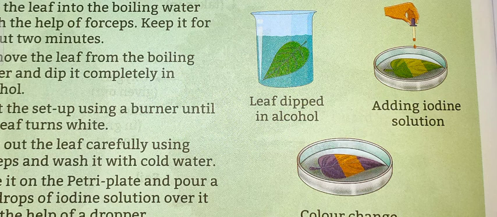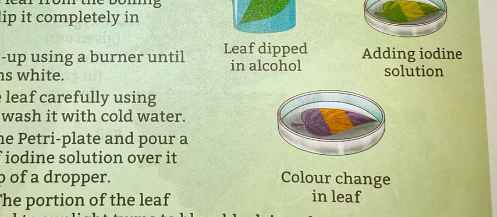Take out the leaf carefully using forceps and wash it with cold water. Place it on the petri plate. This is the petri plate, and pour a few drops of iodine solution over it with the help of a dropper.